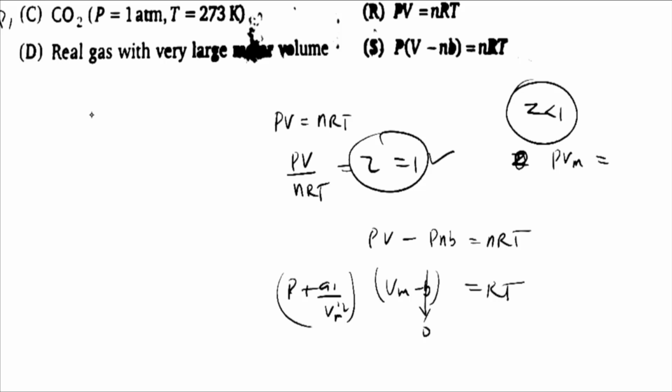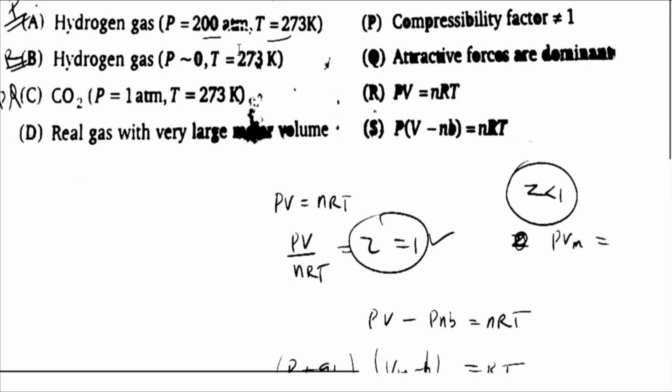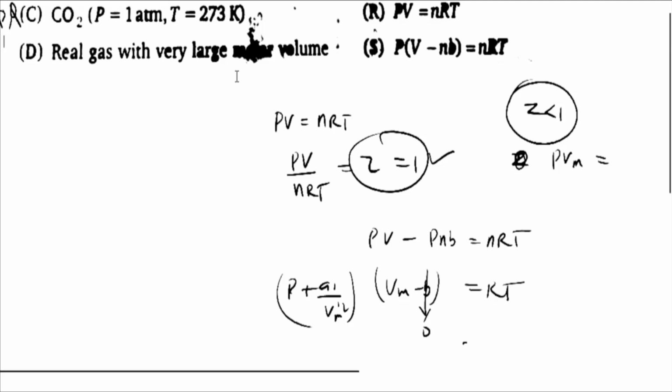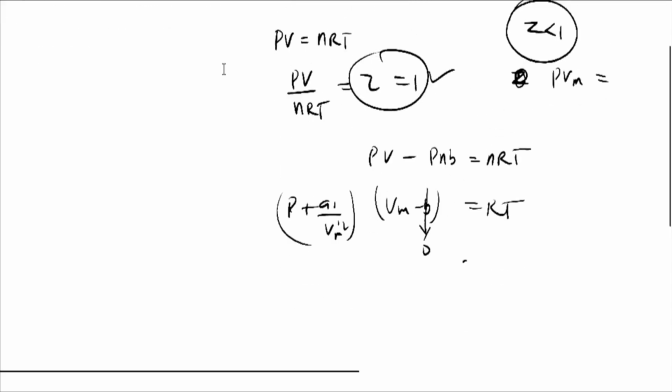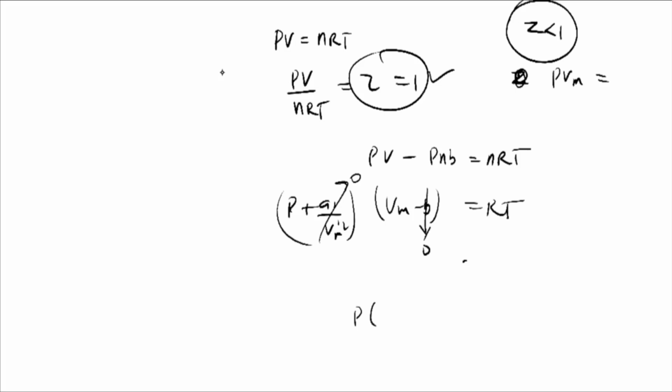B tends to 0. So yeah, attractive forces dominate and compressibility factor is not 1 because this is less than 1. What about real gas with very large molar volume? So real gas with very large molar volume, we cannot neglect the B, but we can neglect A.